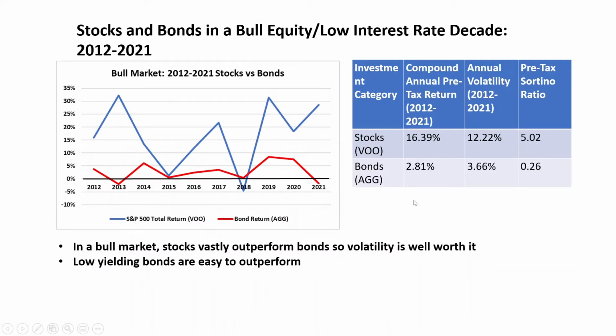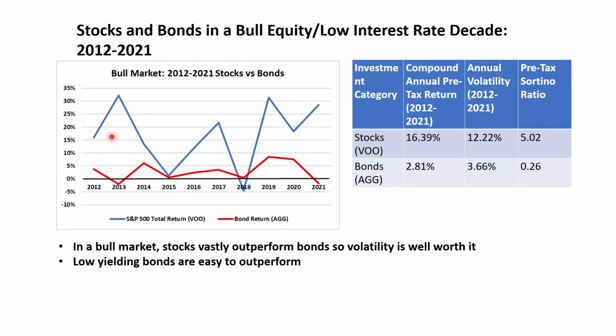So now let's look at a period when stocks did really, really well. So stocks and bonds in a bull equity, low interest rate decade, right? Here we're looking at 2012 to 2021. We're looking at stocks and bonds, and we're going to do the same comparison. We're looking at the S&P 500 as our benchmark, and bond returns are, again, the red line.